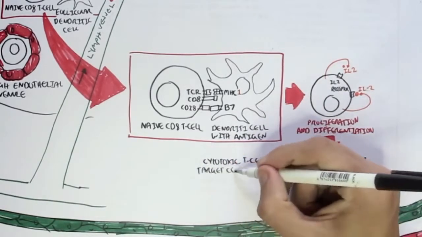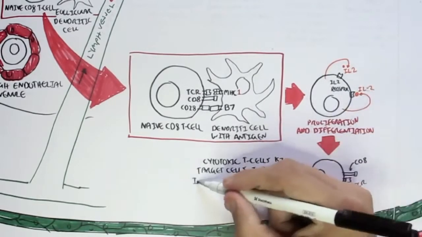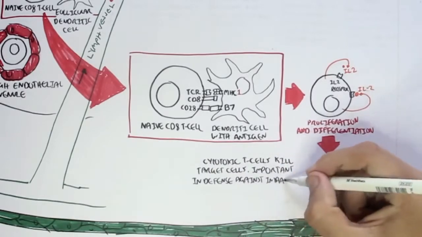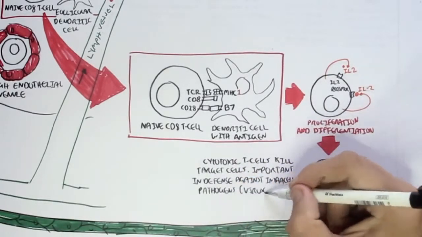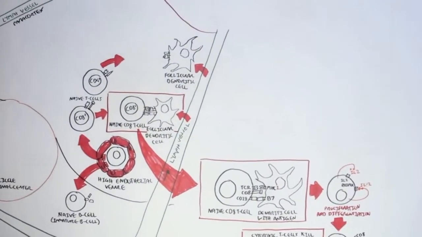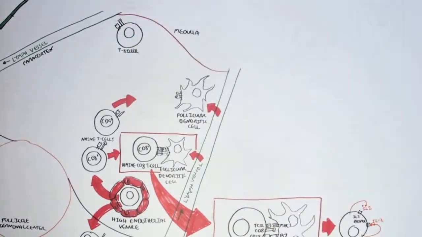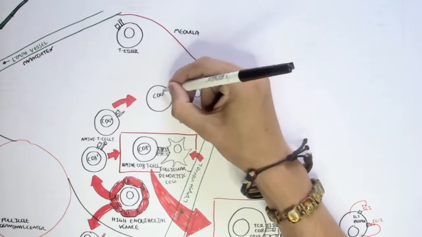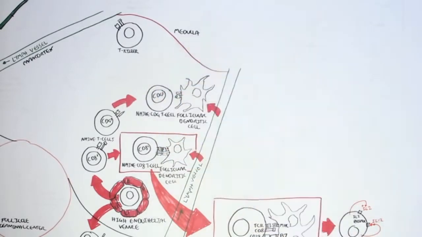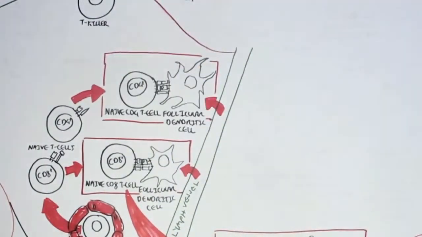They kill target cells, and they're important in defense against intracellular pathogens, such as viruses, and also infected cells. So they're like natural killer cells in a way, when you think about it. So from the CD8 naive T cell, we have a T killer cell in the paracortex over here. Now let's see what happens with a naive CD4 T cell, what happens when it becomes activated through the presentation of the antigen from the dendritic cell here. Let's have a closer look.